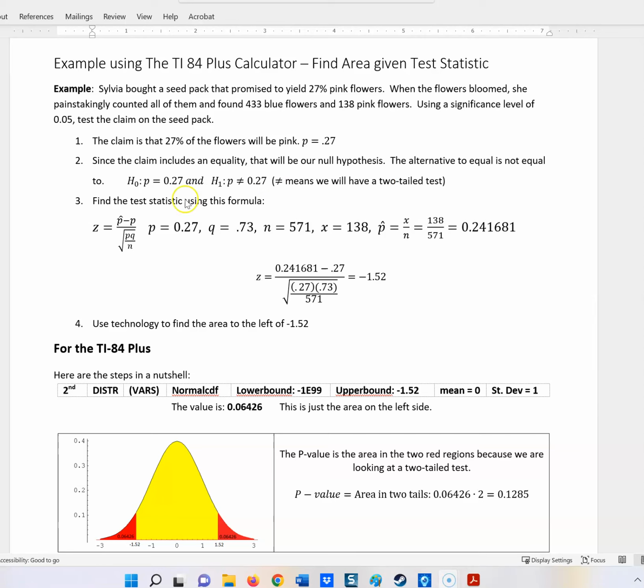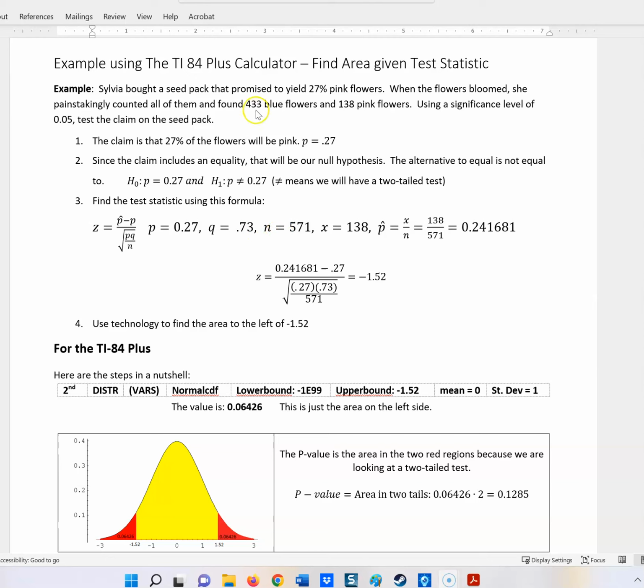We want to find the test statistic, and this is how you find it: p hat minus p over the square root of pq over n. So we know p is 0.27, we said that earlier. We know that q is 1 minus p, so if you take 1 minus 0.27, you get 0.73, so that's easy. What is our n?